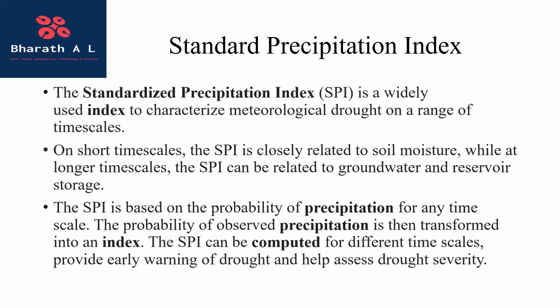Third point, the SPI is based on the probability of precipitation, how many times it might occur for any time scale. Might be for 1 month, 3 months, 6 months, 9 months, 12 months, 24 months, and even we can do it for 48 months also. The probability of observed precipitation is then transformed into an index. In the next slide, I'll be showing that. The SPI can be computed at different time scales, provide early warning of drought, and help assess drought severity. So historical drought severity also we can find out.